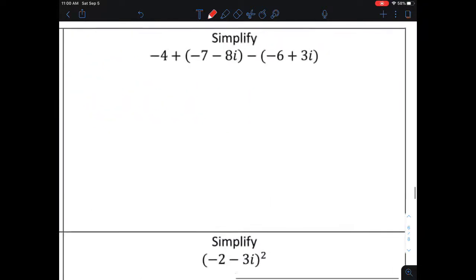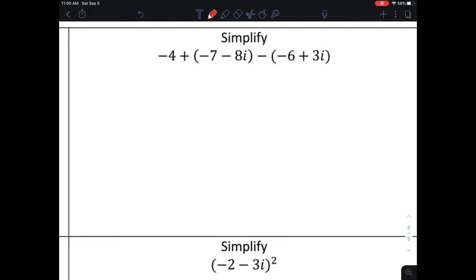Now let's say I had multiple numbers together and I wanted to simplify an expression involving complex numbers. The process is no different than just combining like terms. All I would do is fully expand, put the real parts together, and put the imaginary parts together to end up with a single complex number.